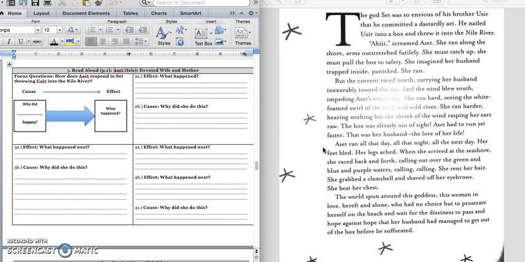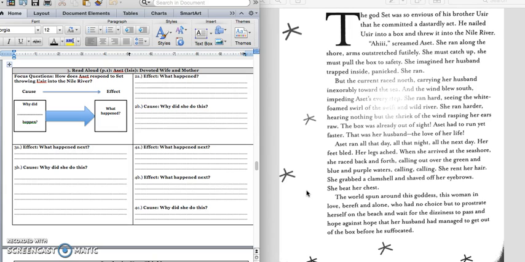And we're going to read the last 2 paragraphs on this page, and we're going to figure out what happened next. There are 2 things that happen next and 1 reason why. So listen for the 2 things Aset does next. Aset ran all day, all that night, all the next day. Her feet bled, her legs ached. When she arrived at the seashore, she raced back and forth, calling out over the green and blue and purple waters, calling. She rent her hair. She grabbed a clamshell and shaved off her eyebrows.